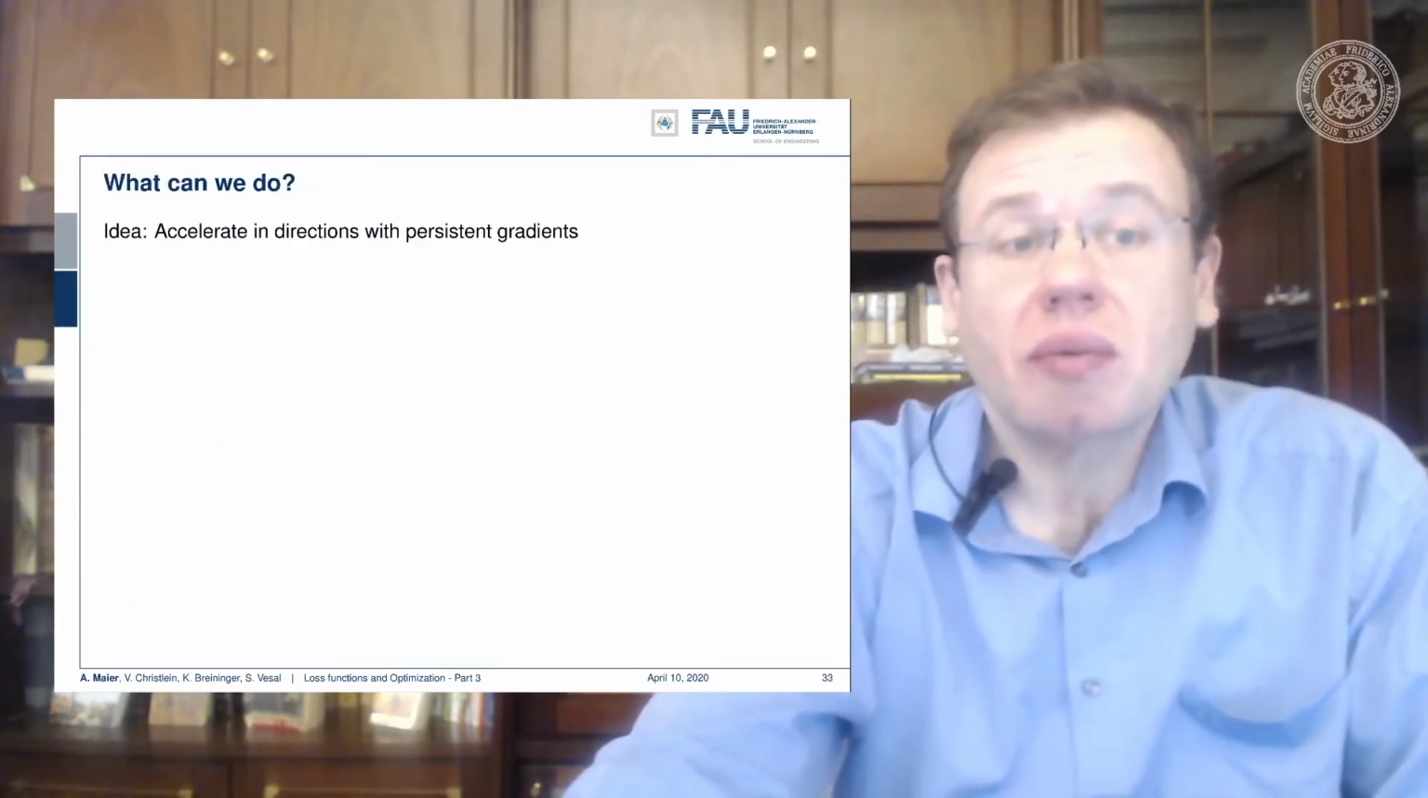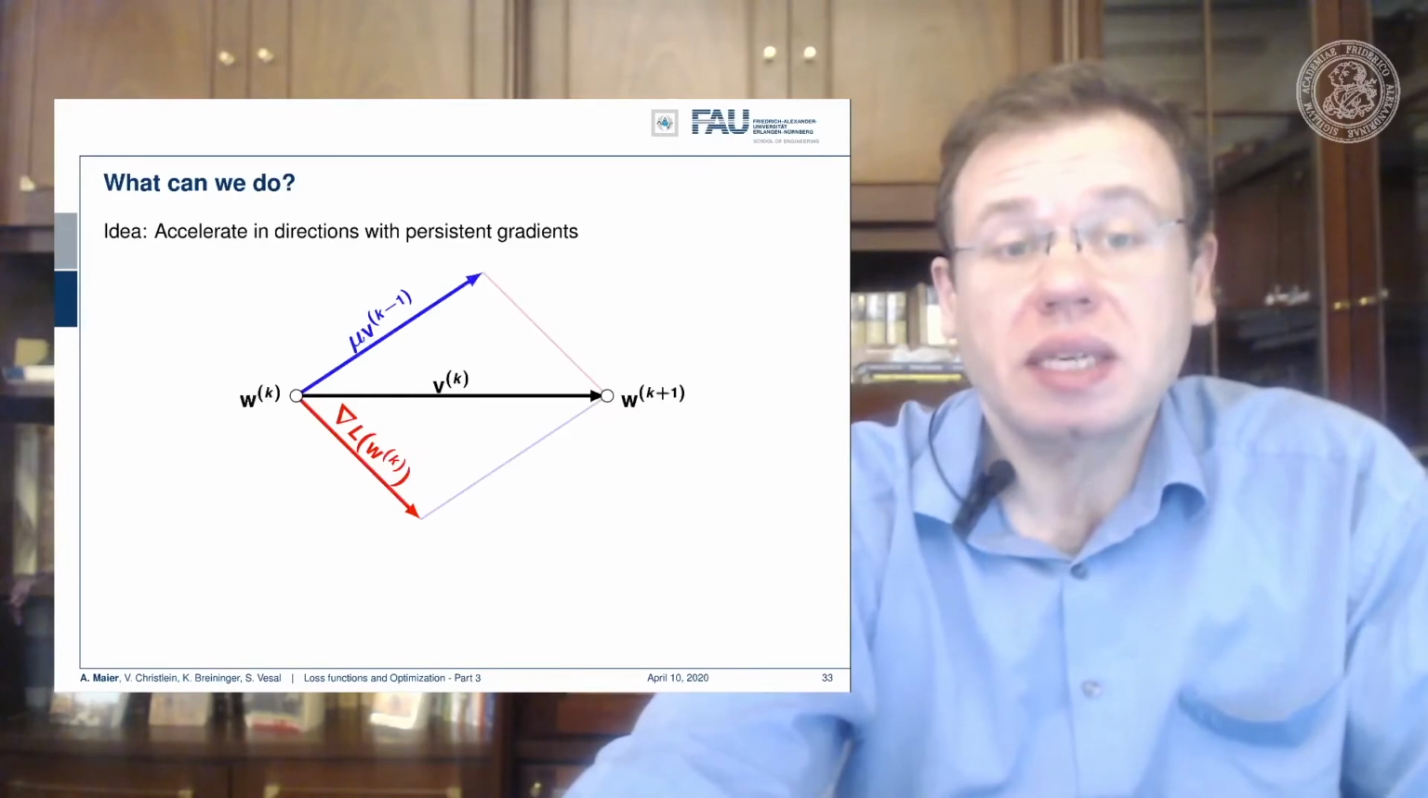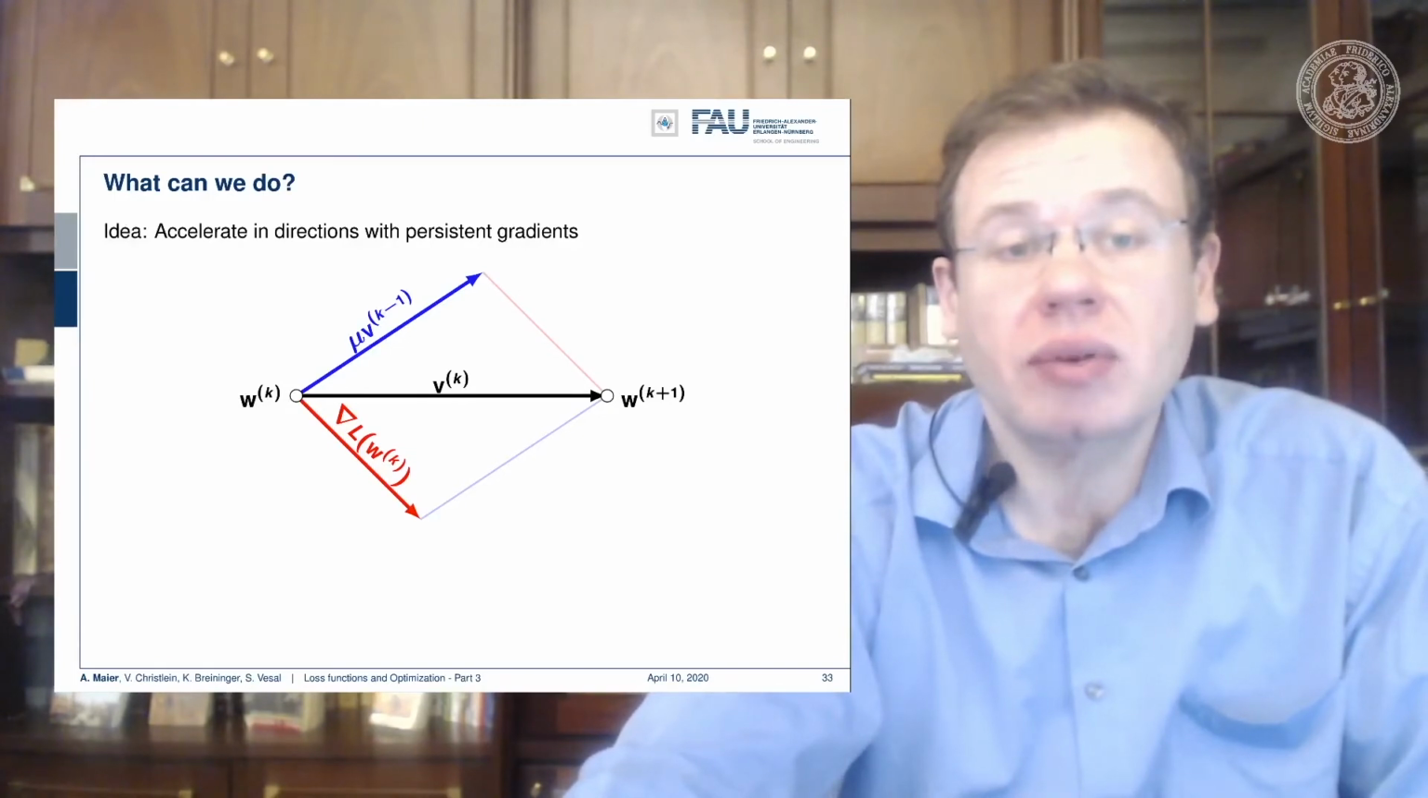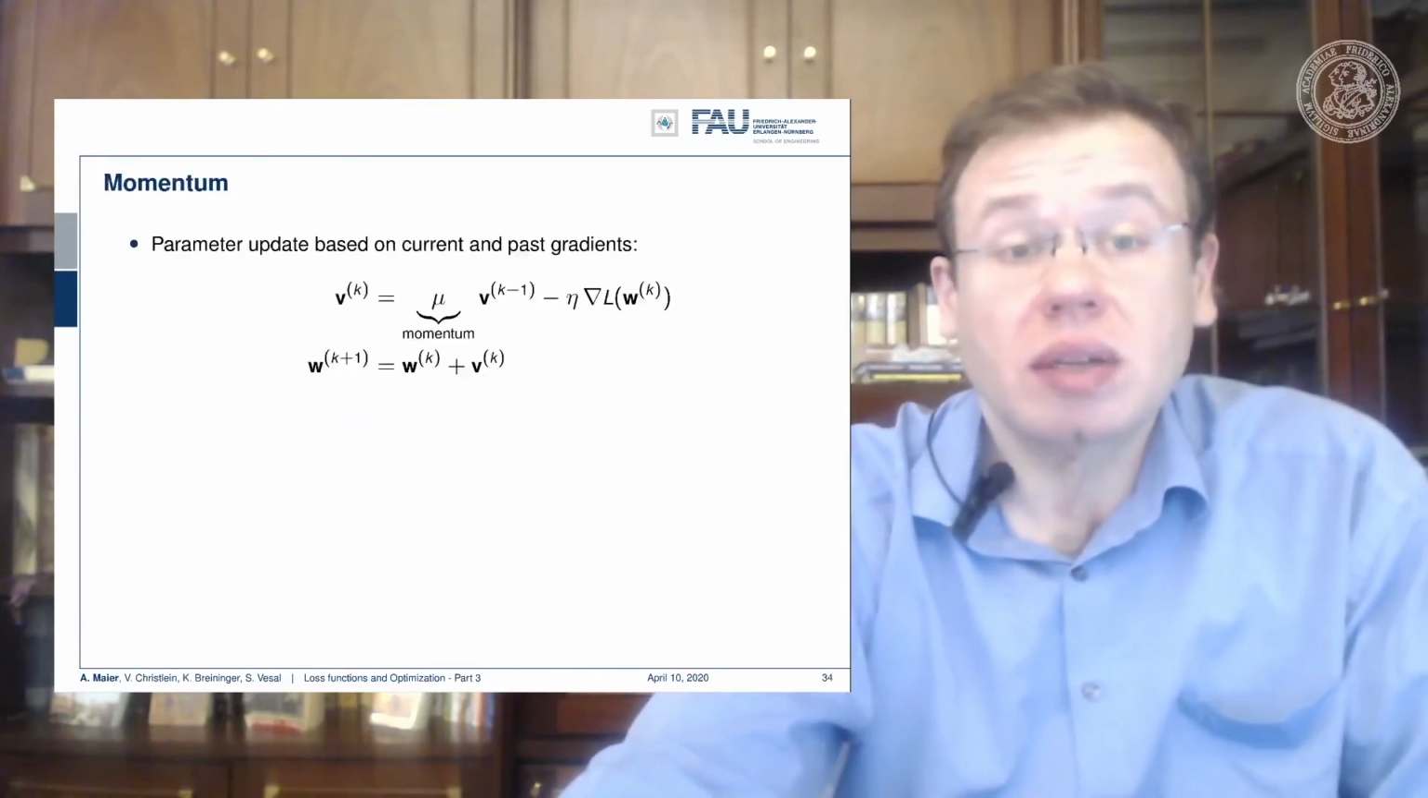What else can we do? Well, of course we could accelerate directions with persistent gradients. The idea here would be that you somehow keep track of the average that is indicated here with v, which is essentially a weighted sum over the last couple of gradient steps, and then you have the current gradient direction, so you somehow average the previous steps with the new one. The new one is indicated in red here, and this gives you an updated direction. This is typically called momentum.